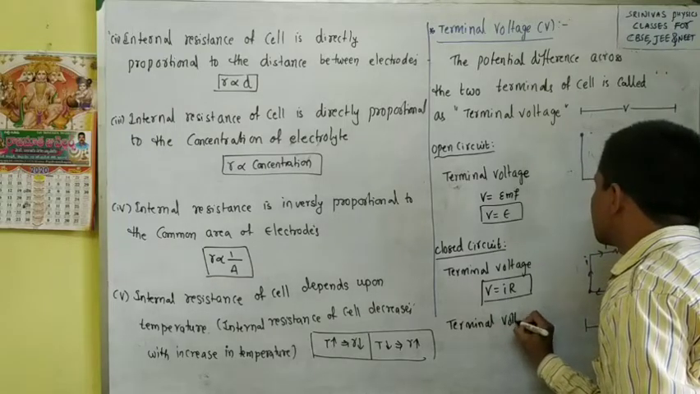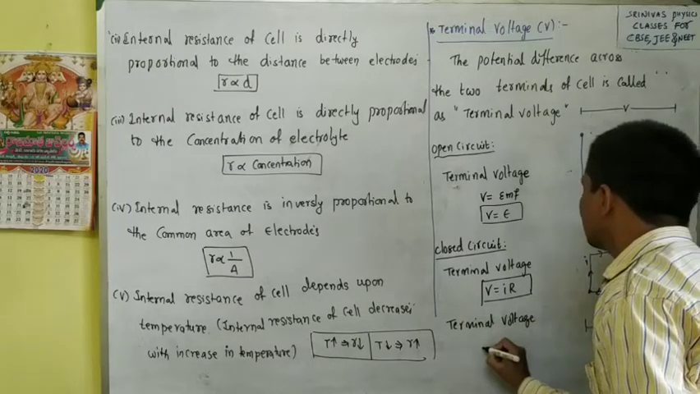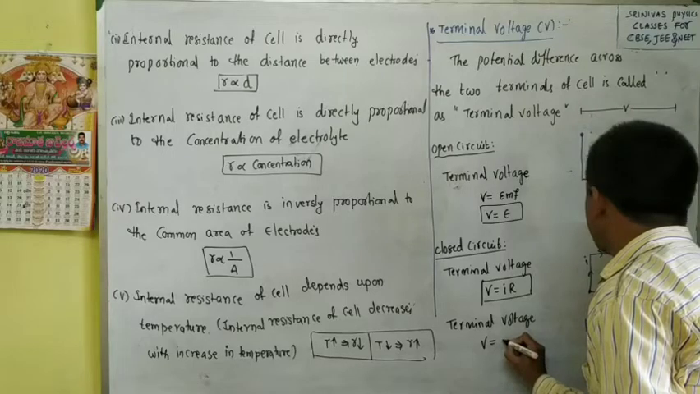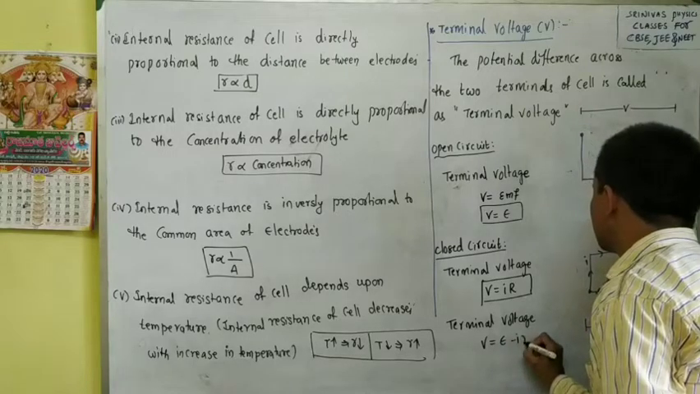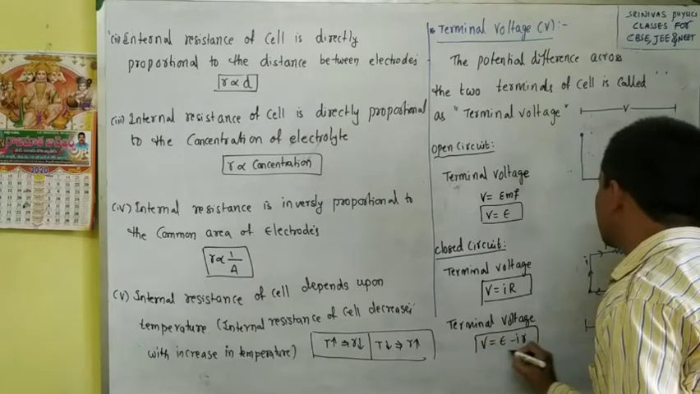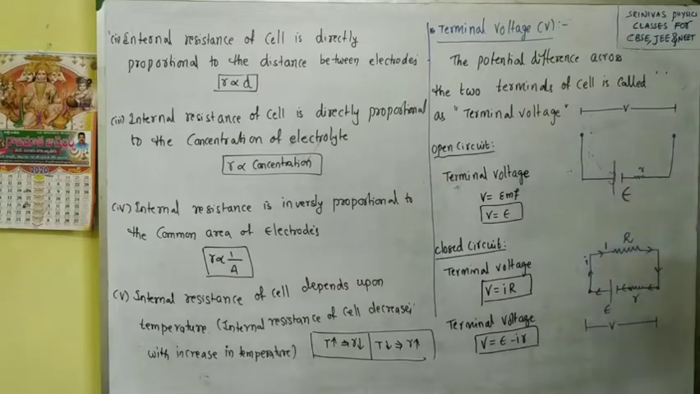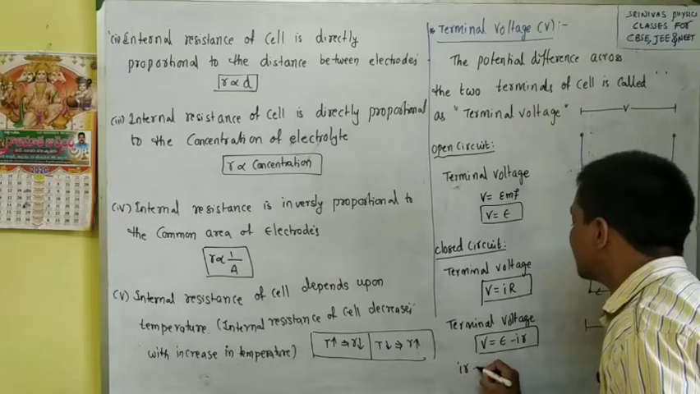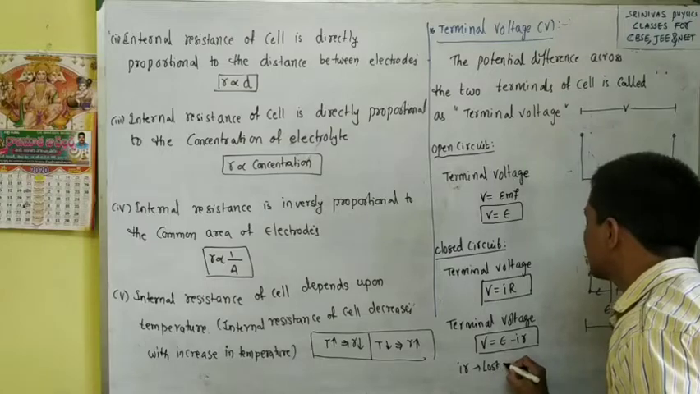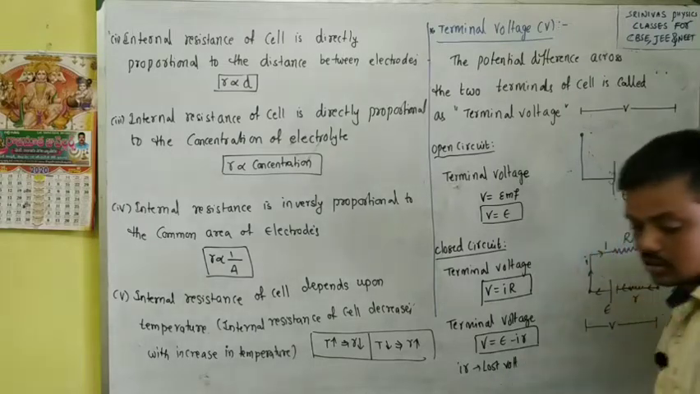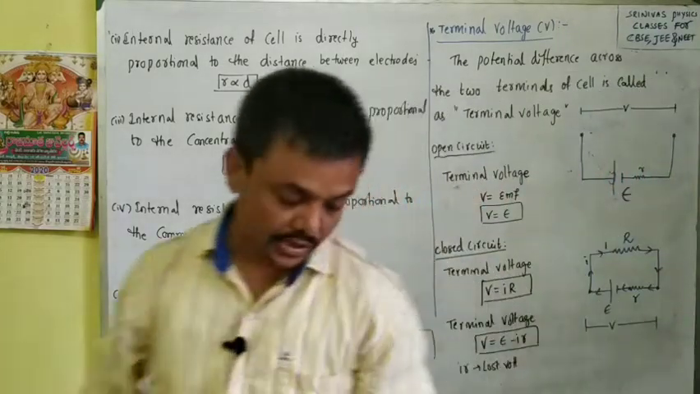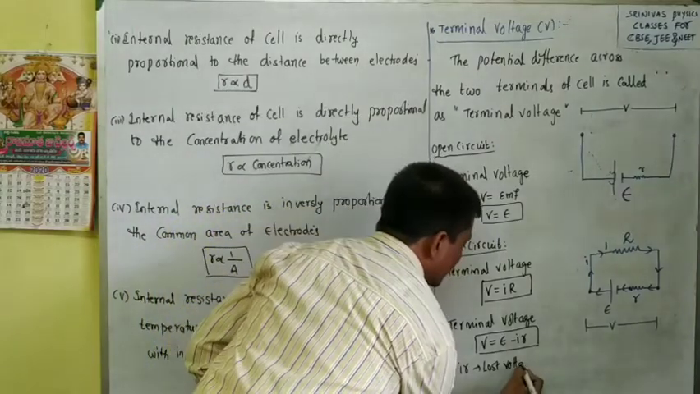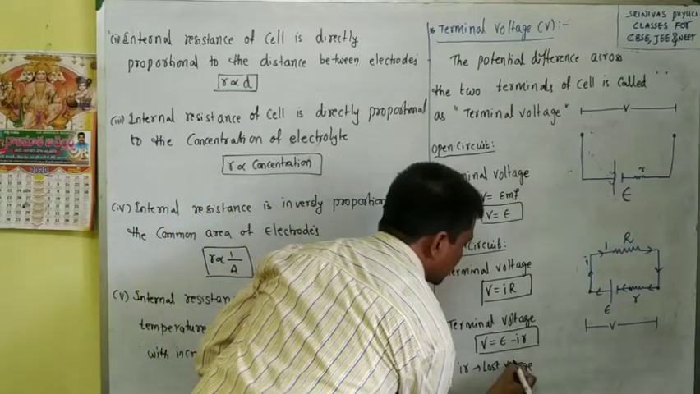Terminal voltage. V is equal to E minus IR. There are two formulas. What is IR in this? IR is said to be lost voltage, where it is lost.